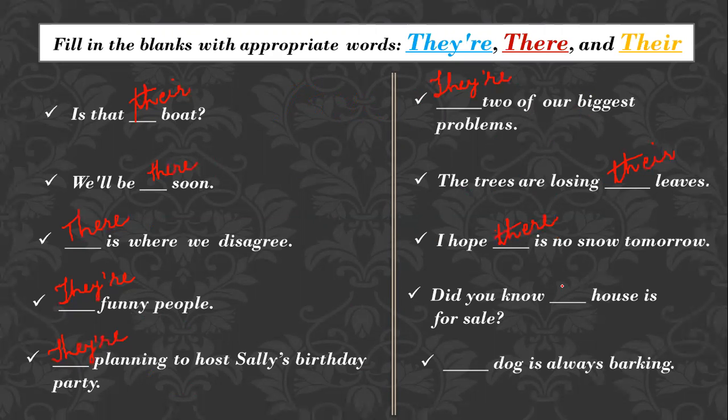Did you know their house is for sale? So here it's a possessive adjective, right? And their dog is always barking. Their dog. Again, it's a possessive adjective here.